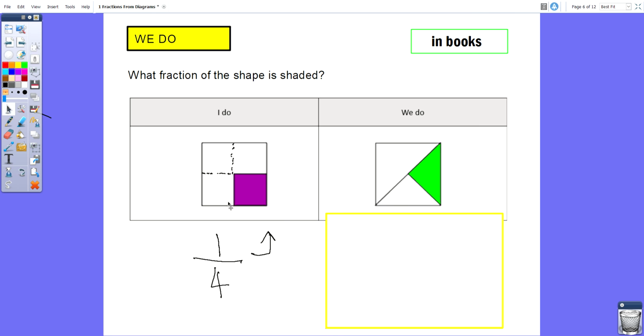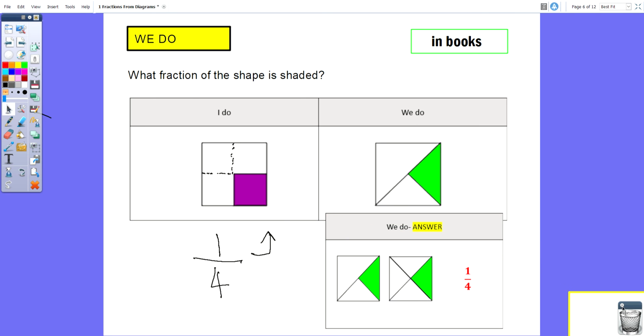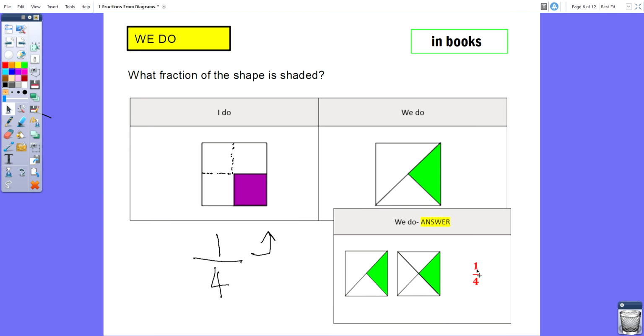Okay, so hopefully you've had a go at this. You should have got the answer of 1/4, because if I split it into more equal parts, like this one here, I've got 4 triangles that make up the shape. Only one of them is coloured in, so the answer is going to be 1/4.